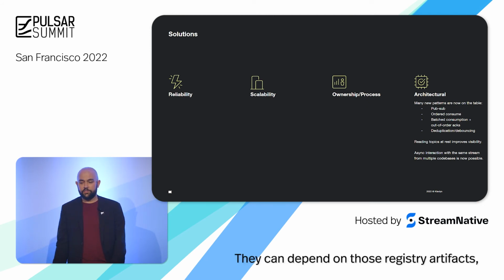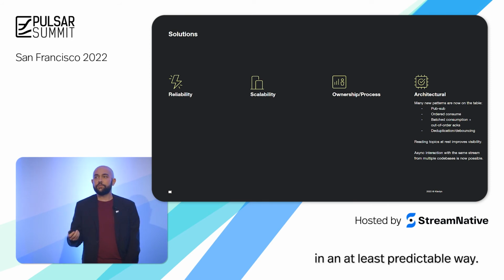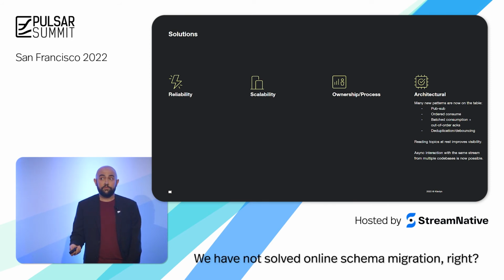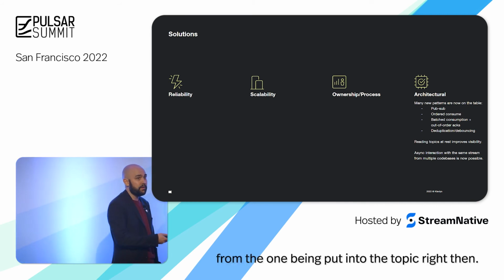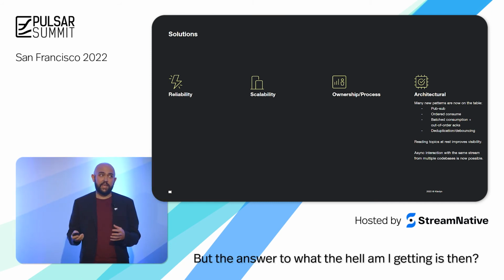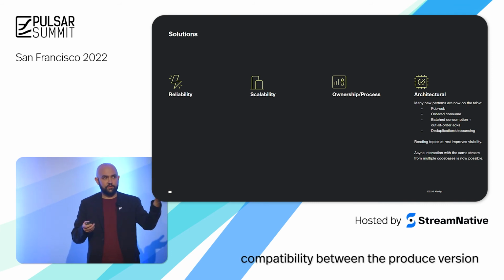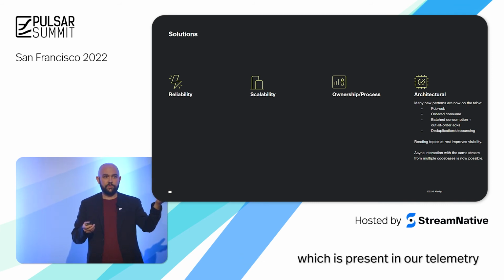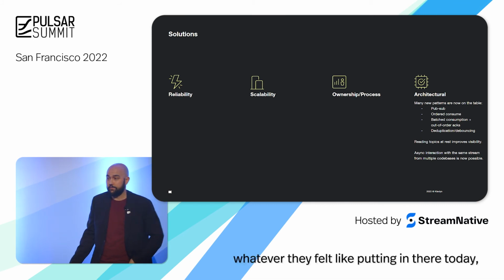They can depend on those registry artifacts, run producers and consumers on the topics in those artifacts in an at least predictable way. We have not solved online schema migration, right? You can depend on a version of the registry that has a topic protobuf that is different from the one being put into the topic right then, but the answer to what the hell am I getting is then, well, whatever protobuf's documented back compatibility between the produce version, which is present in our telemetry and you can figure it out, and the consume version is, not whatever they felt like putting in there today, which is an improvement.